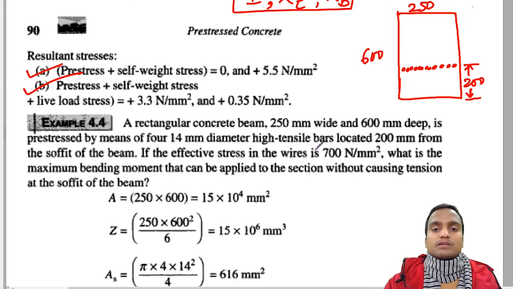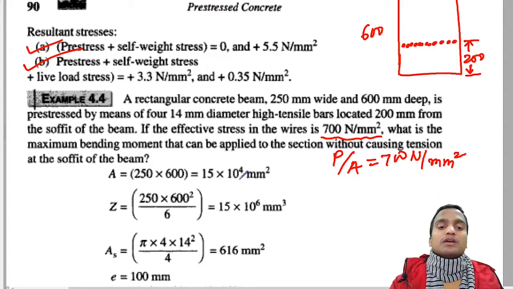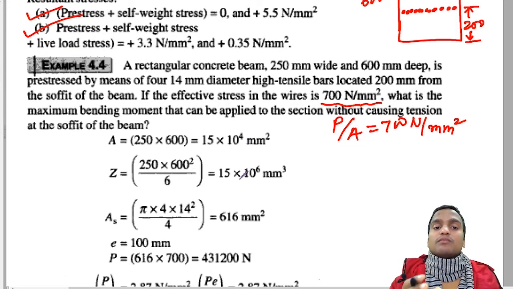If the effective stress in the wires is, now this stress is given. This is the effective stress, that means P by A is given as 700 Newton per mm square. This is the pre-stress. What is the maximum bending moment that can be applied to the section without causing tension at the soffit of the beam? Now it is being asked what maximum bending moment can be applied on the section without causing tension at the soffit of the beam.